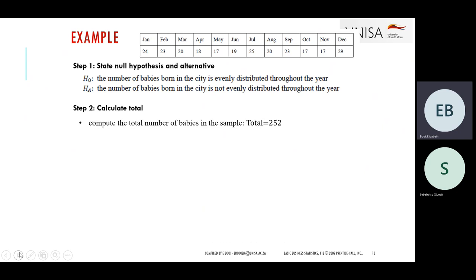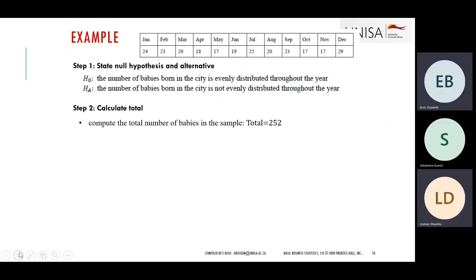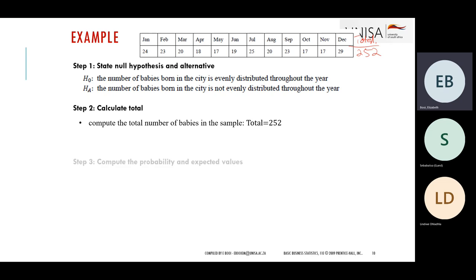Step number two, we need to do some calculation. We need to calculate the number of babies in the sample, because if you look at our table, they didn't calculate the total. When you receive a table like this and you know it will be asking you questions about the chi-squared, you just need to create a column and call it the total, or a row, depending on how the data is given to you. You just create the total and add all of them. If you add 24 plus 23 plus 20 plus 18, and so on, you will find that there are 252 babies born in that year.